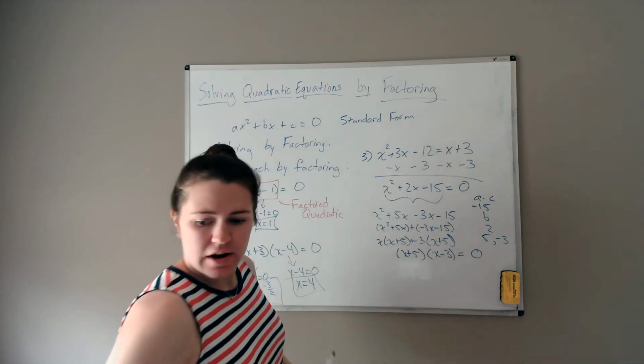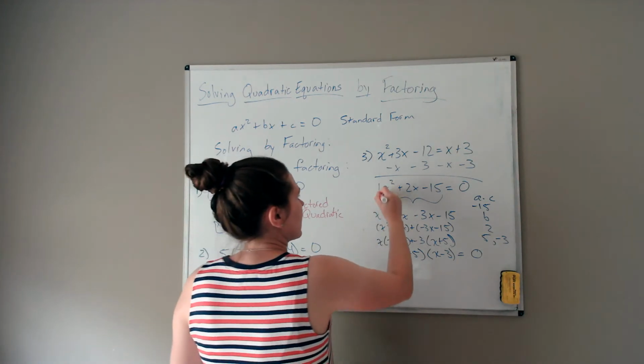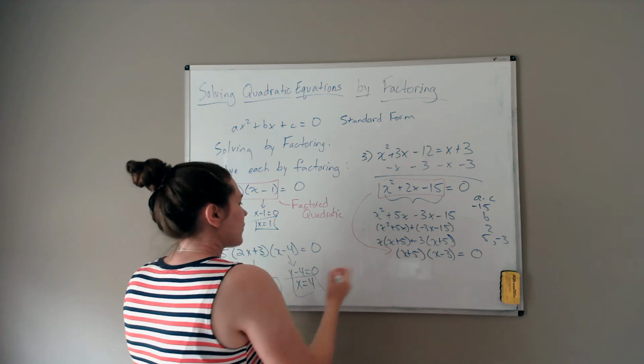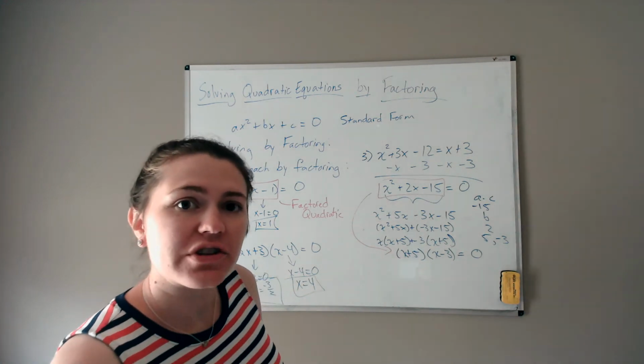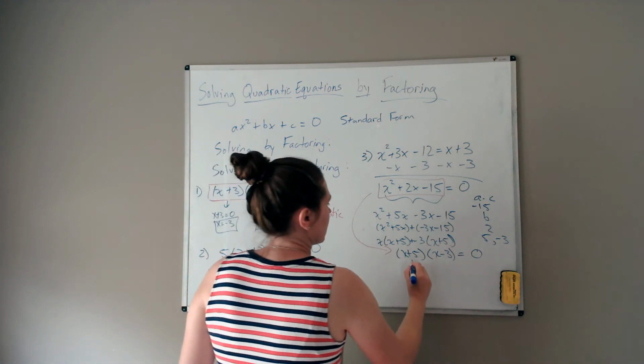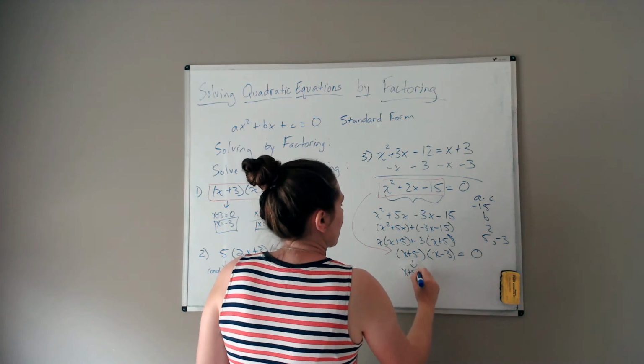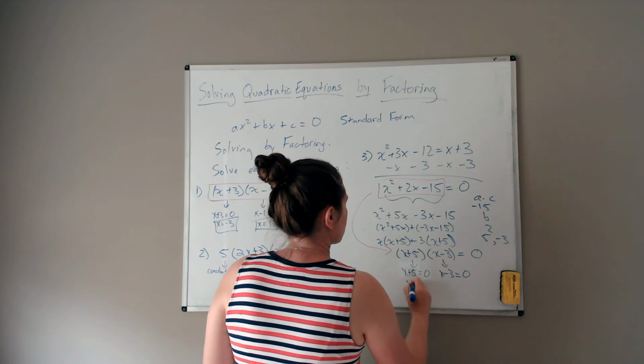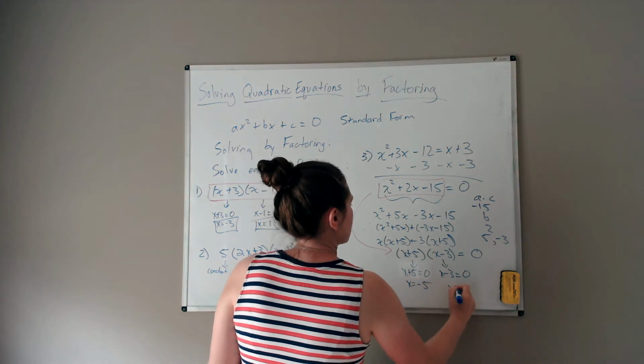So now what we were able to do is take the standard form of this quadratic expression and write it in its factored form, which now allows us to use the zero product property. What makes x plus 5 equal 0? What makes x minus 3 equal 0? That's going to be -5, 3.